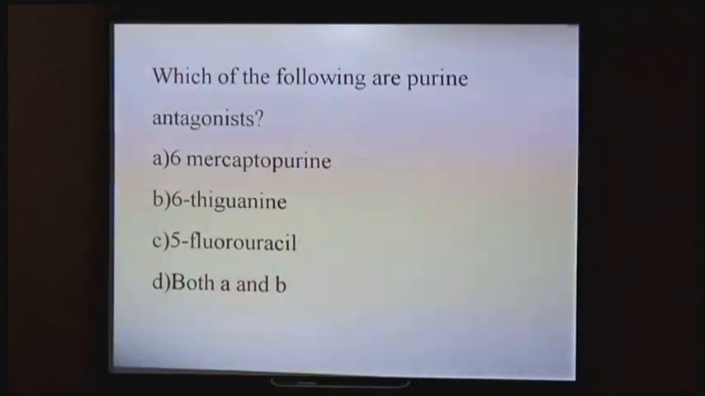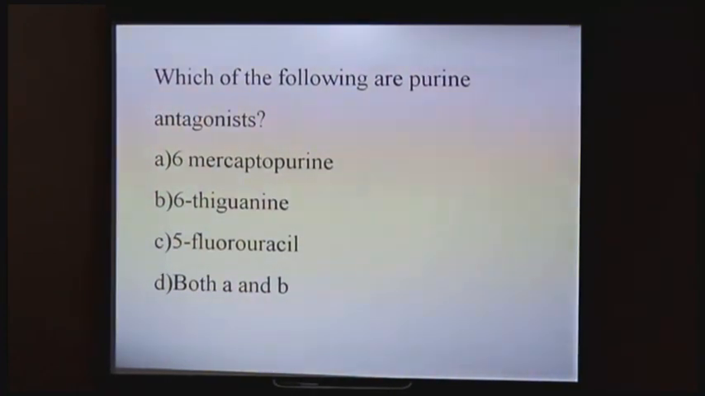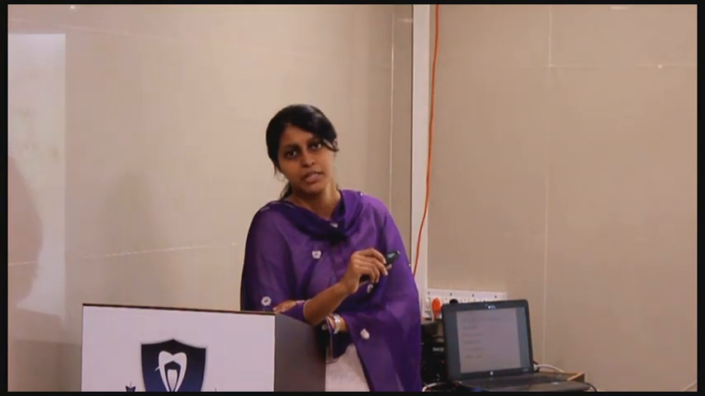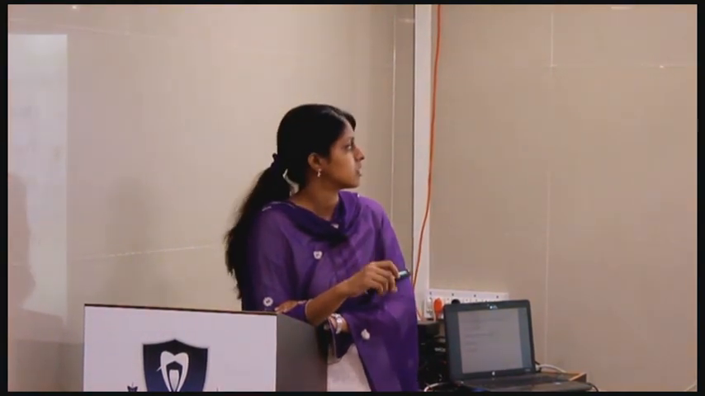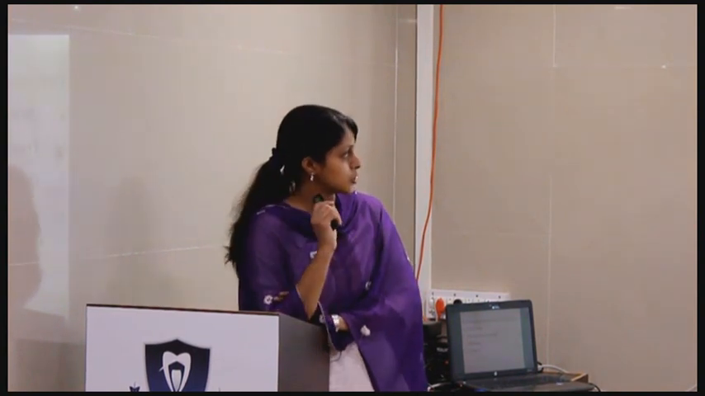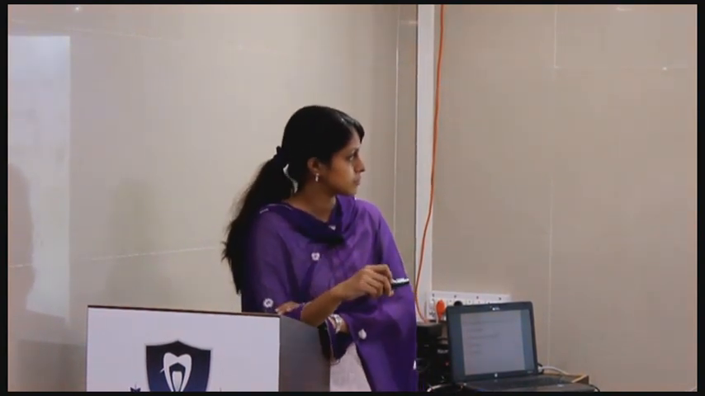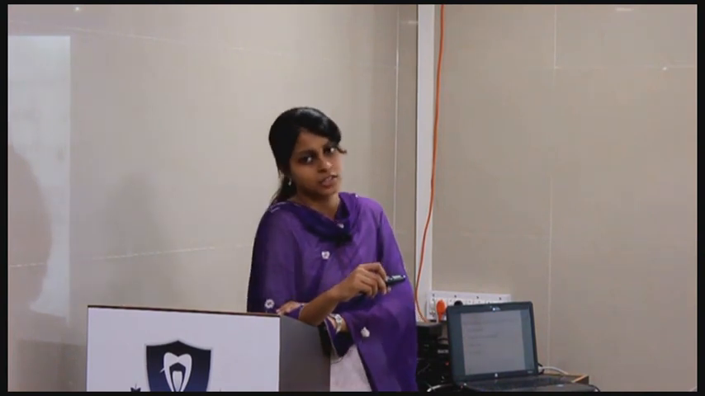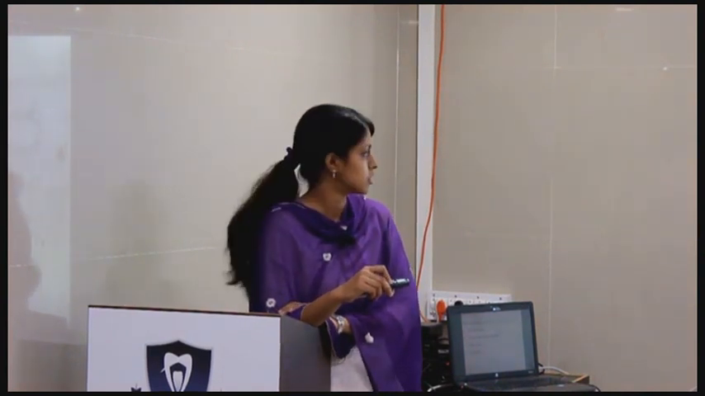Which of the following are purine antagonists? These are your chemotherapeutic drugs. So which of the following are purine antagonists? C. That is a pyrimidine antagonist. 5-fluorouracil is a pyrimidine antagonist. The common drug used to treat lichen planus? Triamcinolone acetonide. It's commonly available as Kenacort.